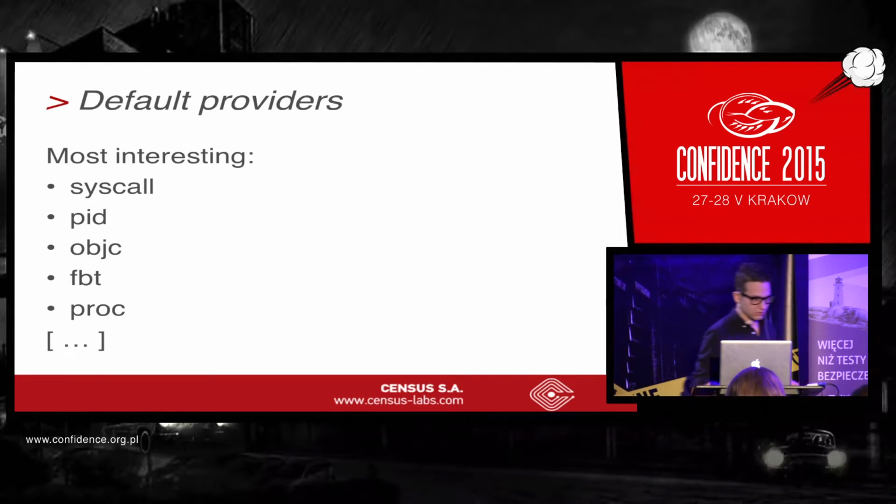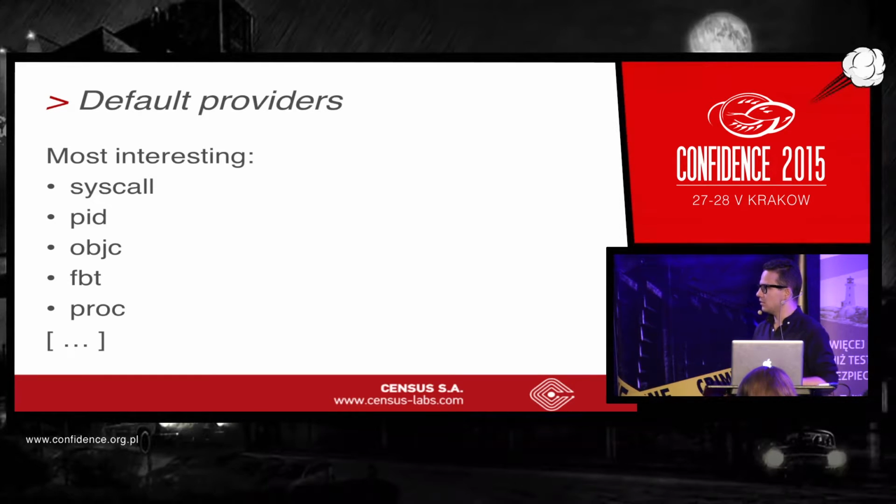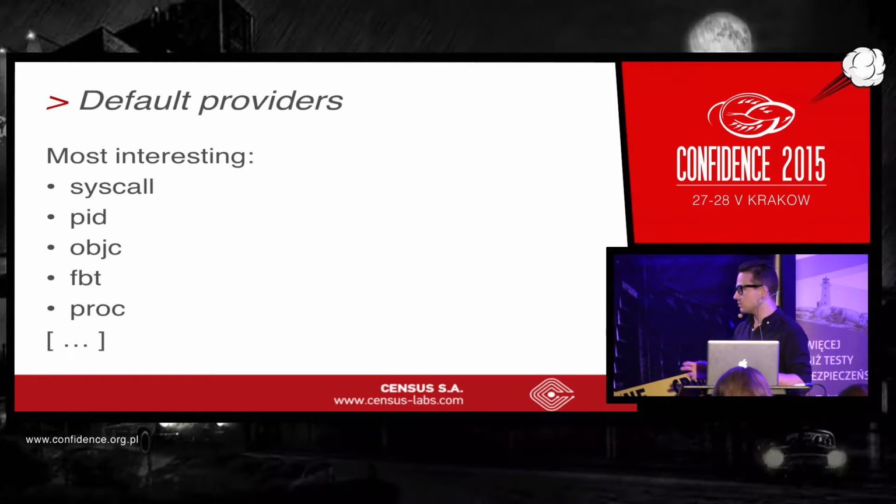With syscall, you can trace any syscall on the system. With PID, you can trace, well, any process. Objective-C is kind of Apple-specific. You can go into man dtrace and read about the Objective-C provider. FBT stands for function boundary tracing, and is used to trace any function inside of the kernel. So you can peek into the kernel via FBT, and it's quite interesting.